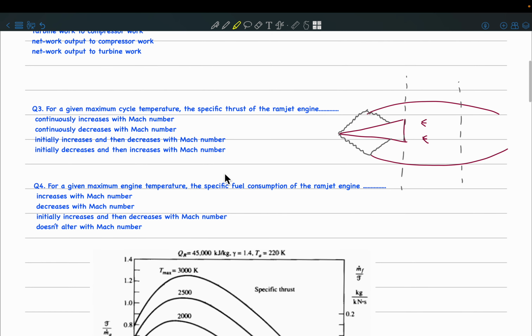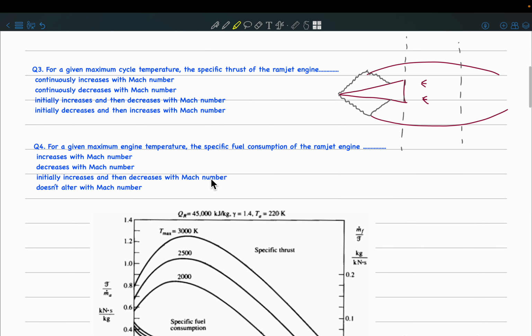Okay. The next question is, for a given maximum cycle temperature, the specific thrust of the ramjet engine is... How does it vary with the Mach number? Okay, so you know about the ramjet, right? Yes. So it first increases and then it decreases. So this is the answer. And what I've shown here is the schematic of the ramjet. So we have discussed this also earlier.